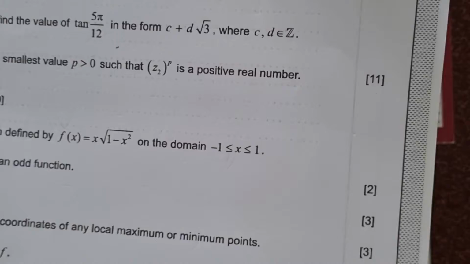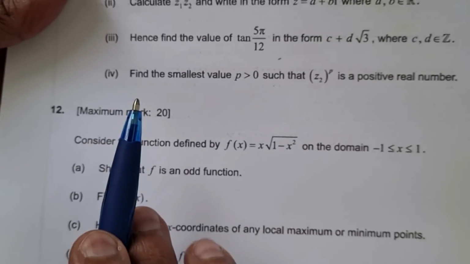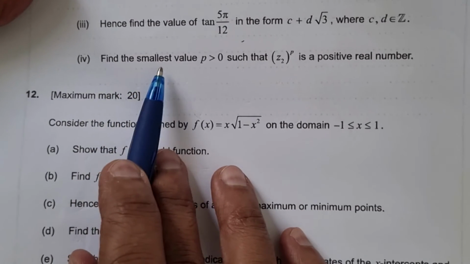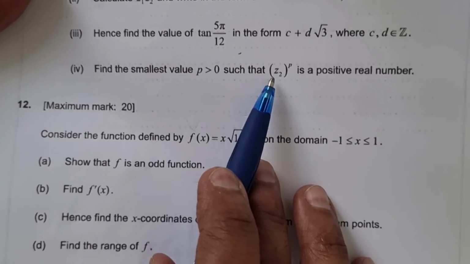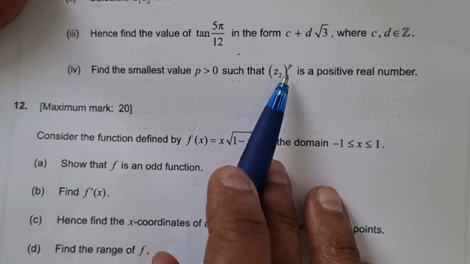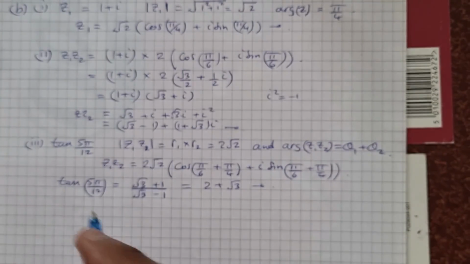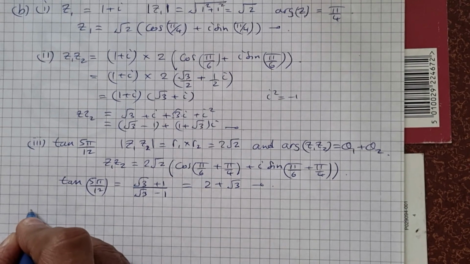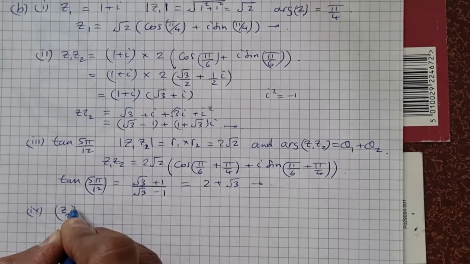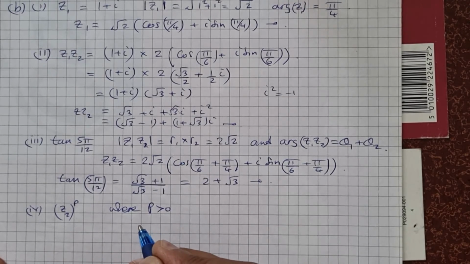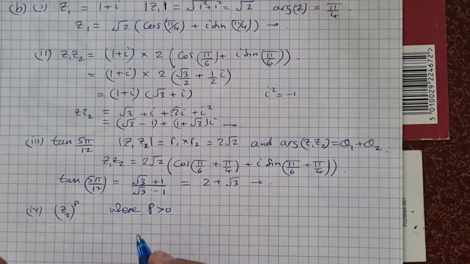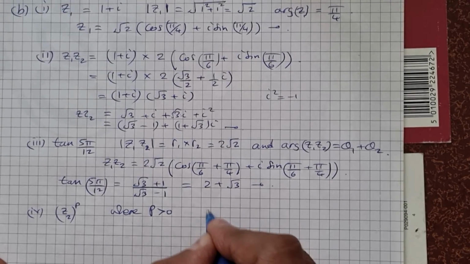Right, now for the last part of the question, we need to find the smallest value of p greater than 0 such that the complex number Z2 to the power of p is a positive real number. So we have now for the fourth part, complex number Z2 to the power of p, where p is greater than 0, and we need to find the value of p. Z2 to the power of p is a positive real number.